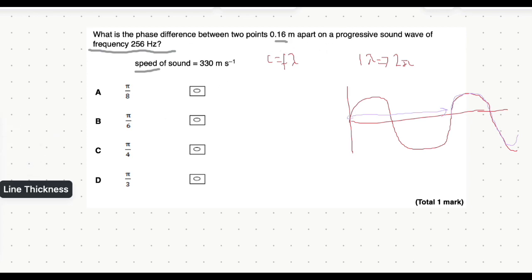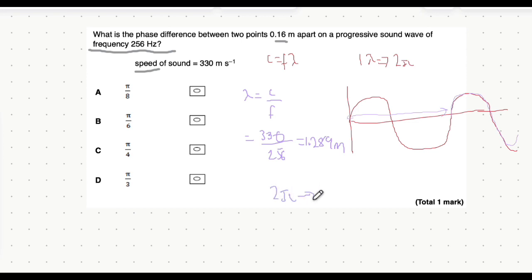So let's do that. Step number 1, we're going to find the wavelength by rearranging this equation. So wavelength is equal to speed divided by frequency. In this case, that's the speed of 330 divided by the frequency of 256. I'm just going to very quickly do that on my calculator. And what we get is 1.289 meters. But like I mentioned, that wavelength corresponds to a phase difference of 2 pi radians. So 2 pi radians correlates to 1.289 meters.